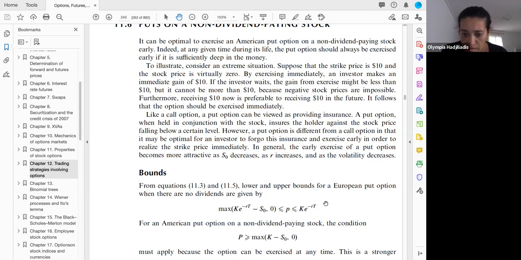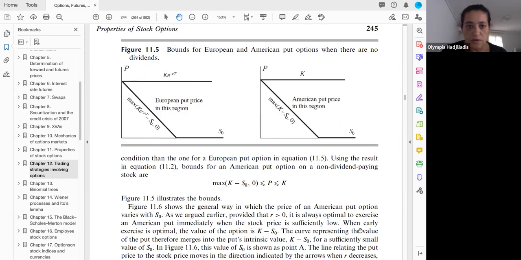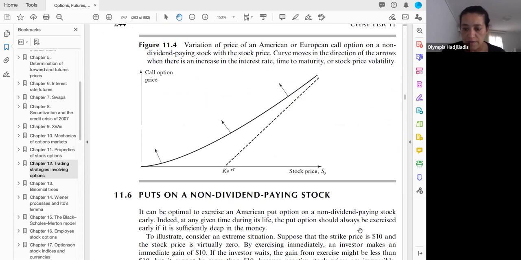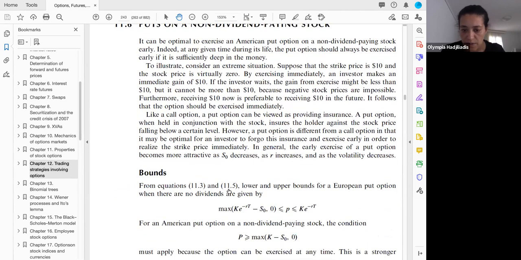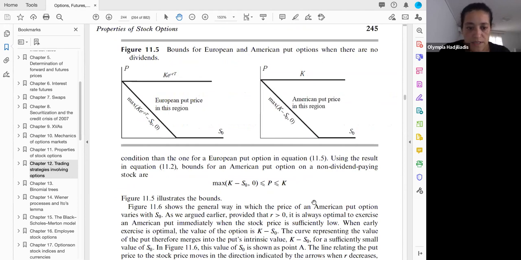The condition is P is greater than or equal to the maximum of K minus S0 and 0, because the option can be exercised at any time, and it has to be worth at least as much as its intrinsic value. This is a stronger condition than the one for a European put option in equation 11.5, which is this part over here. Using the result in equation 11.2 for an American put option on a non-dividend paying stock, the put option has to be less than or equal to its strike. So figure 11.5 illustrates these bounds for European and American put options when there are no dividends.